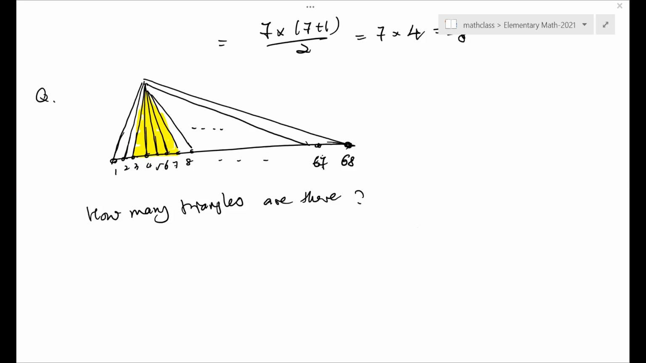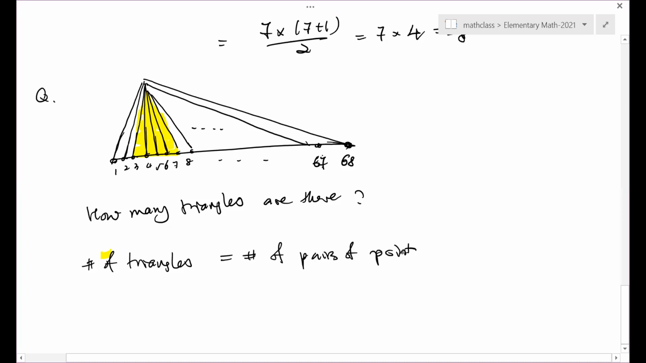So the number of triangles is going to be, as I said, the number of pairs of points on the bottom line. And the question is how do you count the number of pairs? You just count. The first one is the leading point, so you begin with 1. And 1, 2, 1, 3, 1, 4, those are the pairs of points you're going to get.